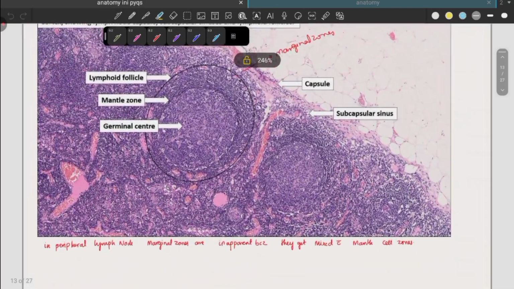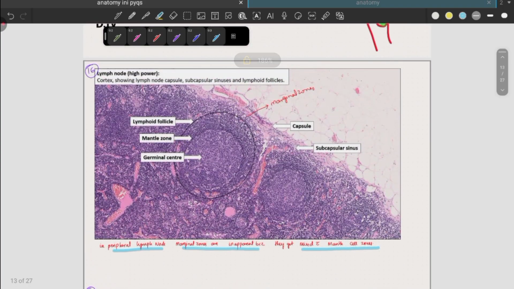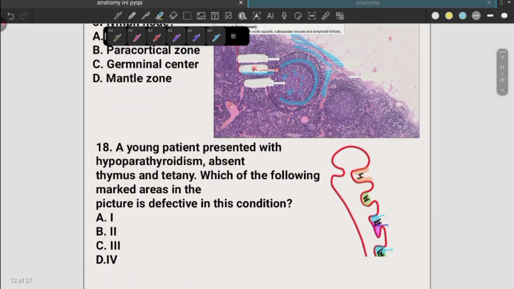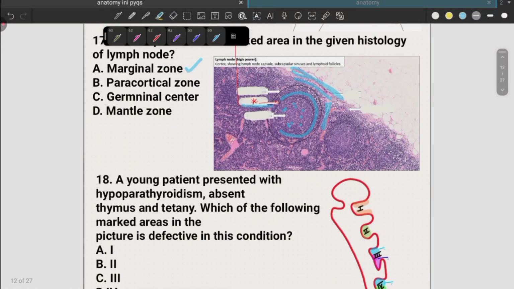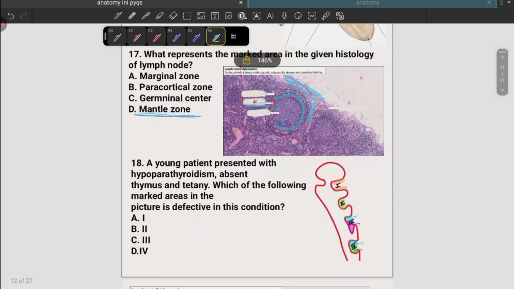It is in the peripheral lymph node. The marginal zones are inapparent because they get mixed with the mantle zone cells. They will mix here with the mantle zone cells. Yes. Next, so the answer is, what they have marked is the mantle zone. Okay, the marginal zone will get mixed, you can't see that.